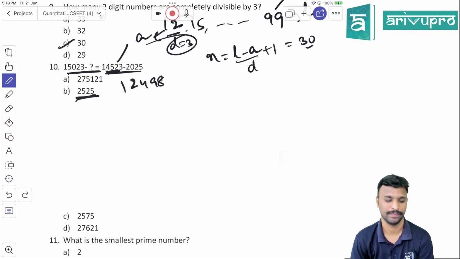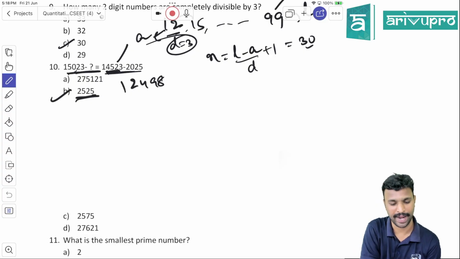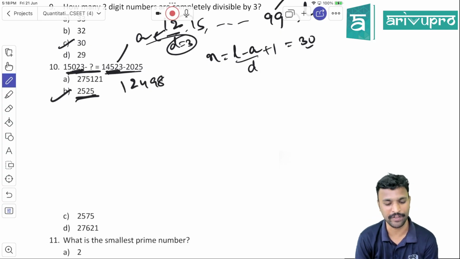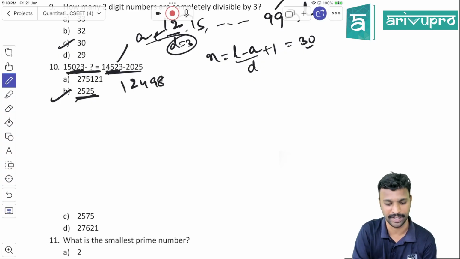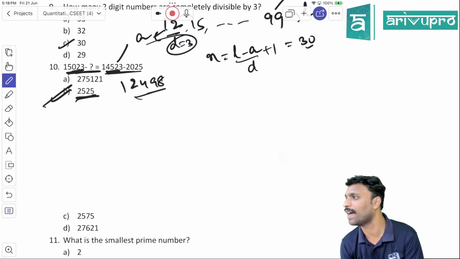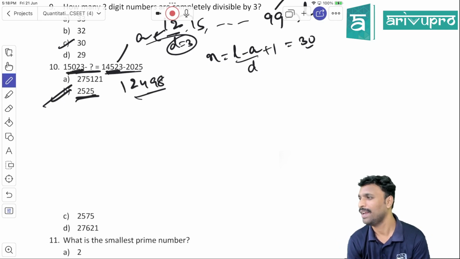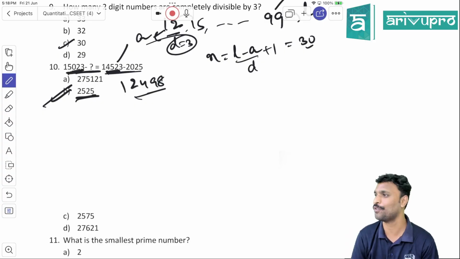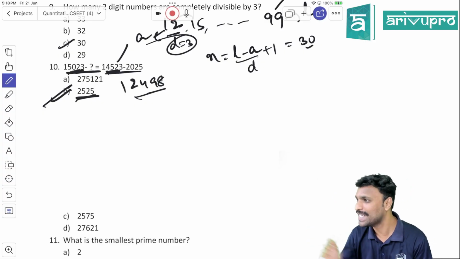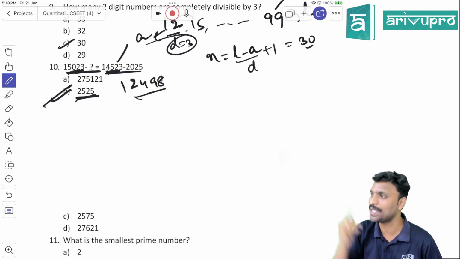25. If you subtract, if you imagine 5025 minus 2525, it comes to 2500, and then 2 you have to subtract, so 2498. That means option 2525. Don't try to subtract 5023 minus 2525. Imagine 5025, then subtraction becomes easier, and from that you subtract 2 later.